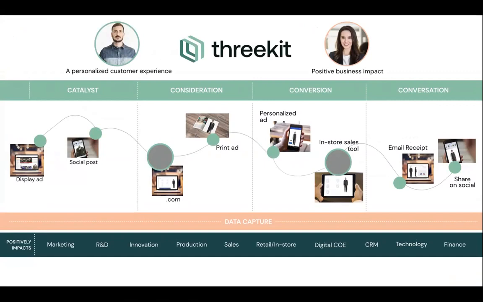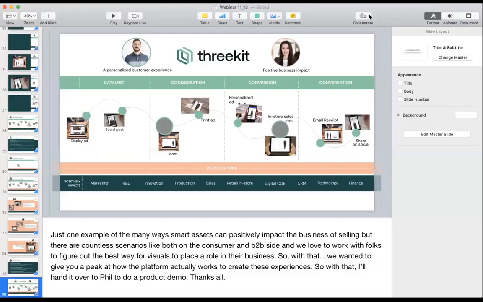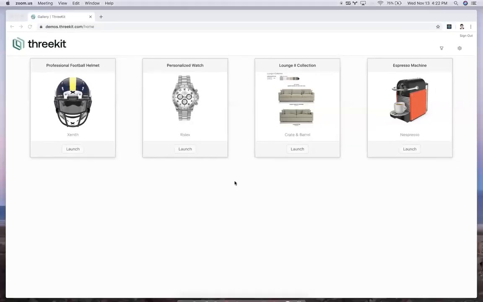We love to have conversations about innovative ways that we can help impact your business and the organization as a whole. So this gives that outcome view, what Threekit brings to the table for consumers. With that, we wanted to give you a peek at the platform, how the platform actually works to create these experiences. And to do that, I'm going to hand it over to my buddy Phil, who is going to take you through a product demo.